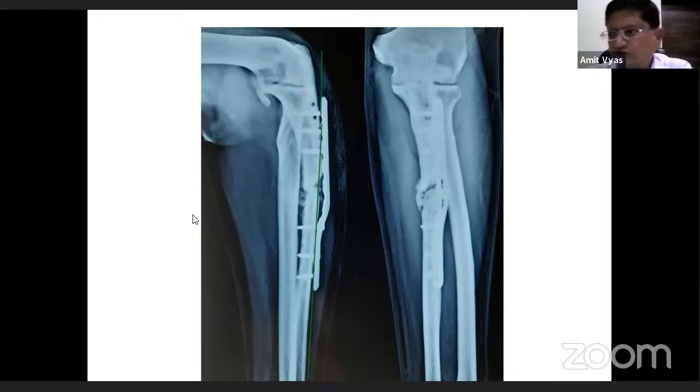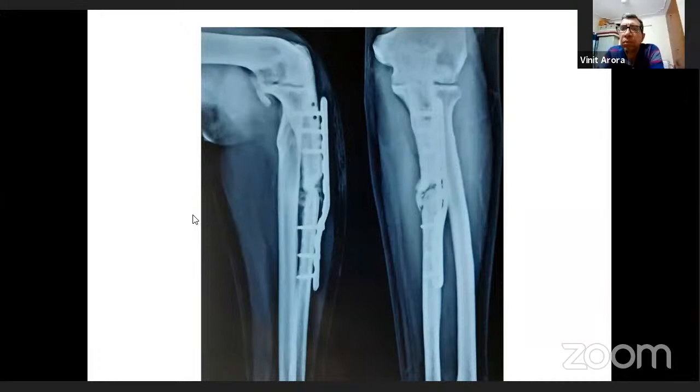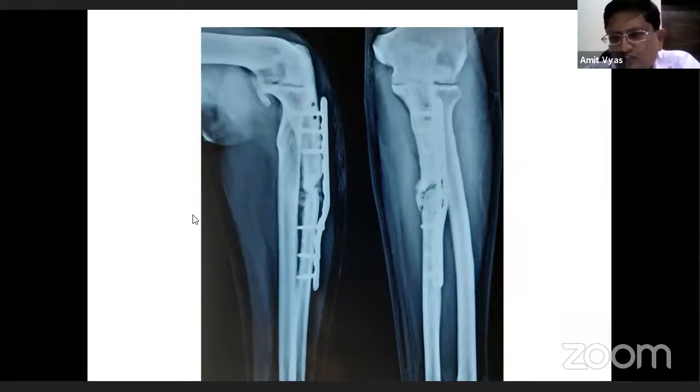Can I ask a question? Yes, please. This is 6 weeks old. If you get this patient after 3 months, what would be the management? Are you going to save the radial head, or are you going to excise the radial head? Is there any indication of excision of the radial head in old cases? Madam, could you comment? No, I would not.